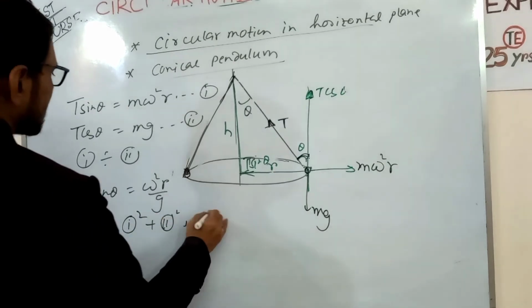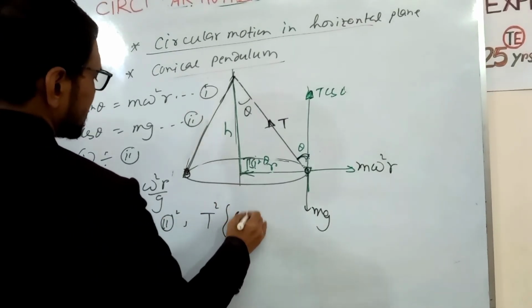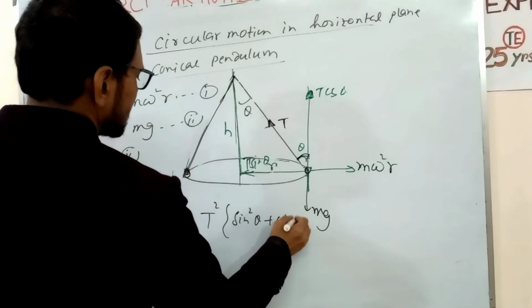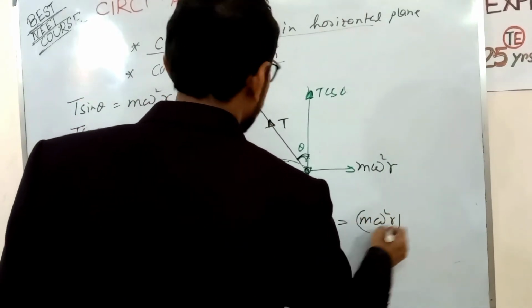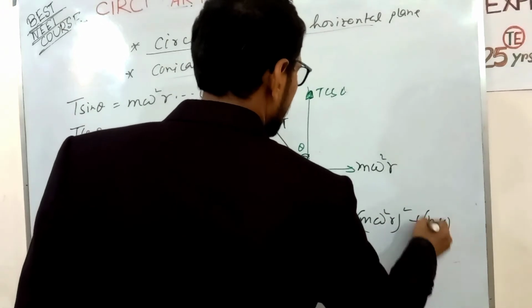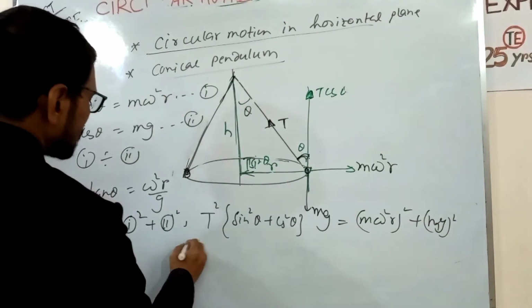Now if you are asked to find the tension, squaring and adding, we get t square (sin square theta plus cos square theta) equal to (m omega square r) whole square plus (mg) whole square. So t equal to this.